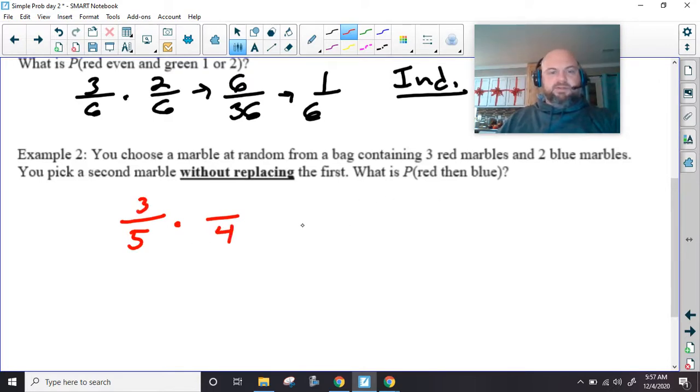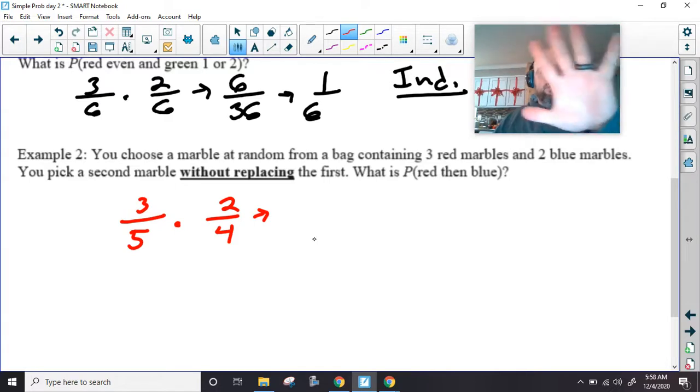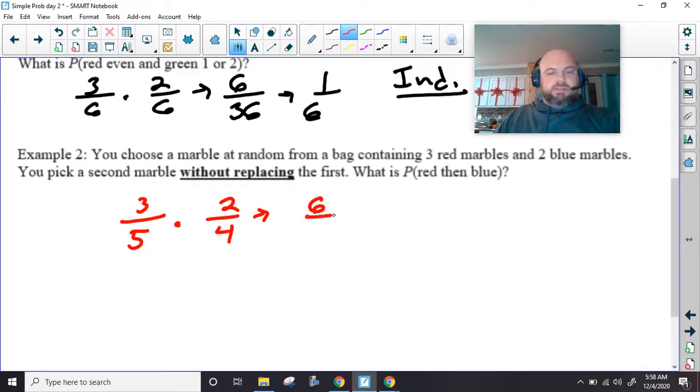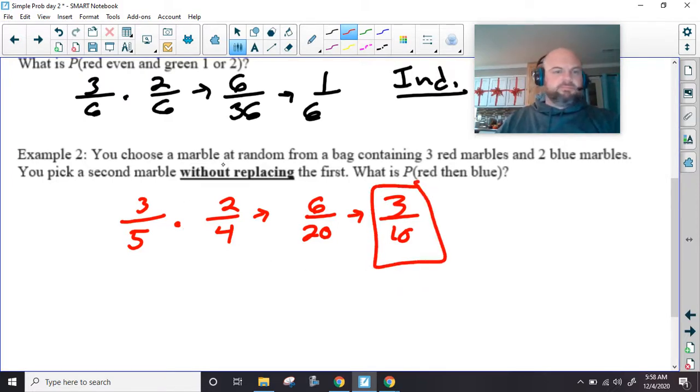So there's 3 of the reds and there's 2 of the blues. I had 5 the first time and then I drew one out and didn't put it back. And now there's 4 marbles because I had 5 and took one out. So this is 6 over 20, which is 3 over 10.